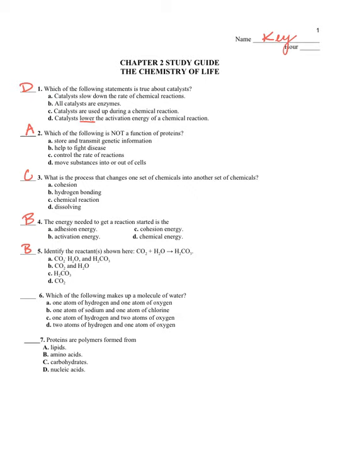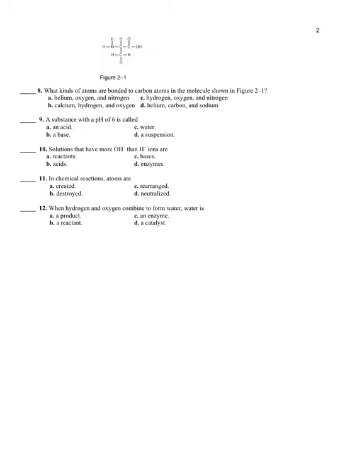5 is identifying reactants, which is B, carbon dioxide and water. 6 is D, which is what makes up water. And 7 is B, proteins are polymers formed from amino acids. Number 8 wants to know the kinds of atoms that are bonded to carbon. And here you'll see a hydrogen, an oxygen, and a nitrogen, and that makes the answer C.